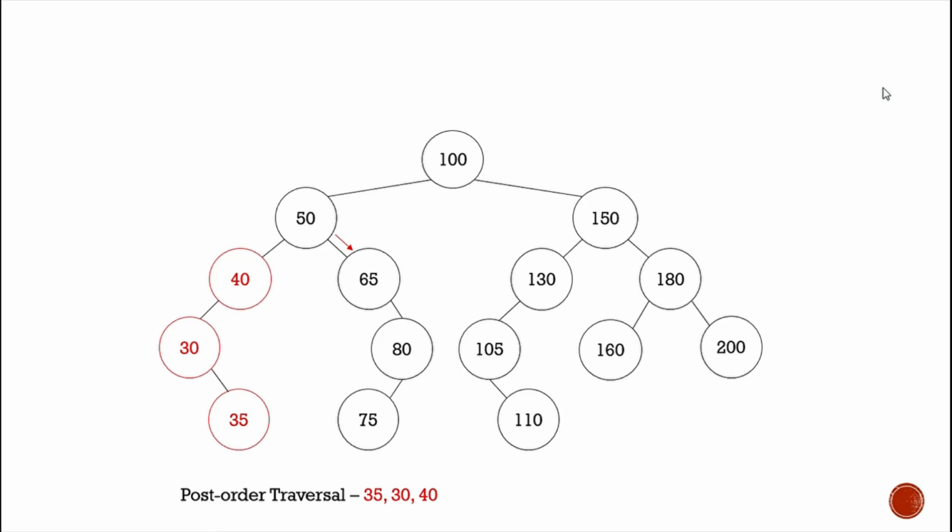After this it tries to visit the left subtree of 65. But the left subtree of 65 is not present. So now the right subtree of 65 is visited. So we travel to 80. Then the left subtree of 80 must be visited. So we travel to 75.